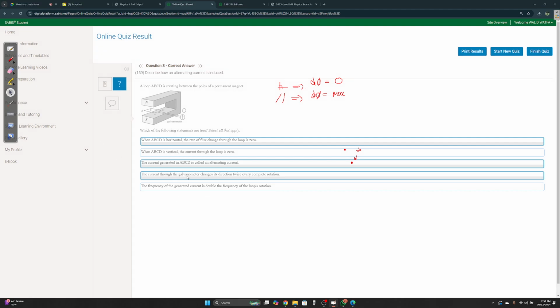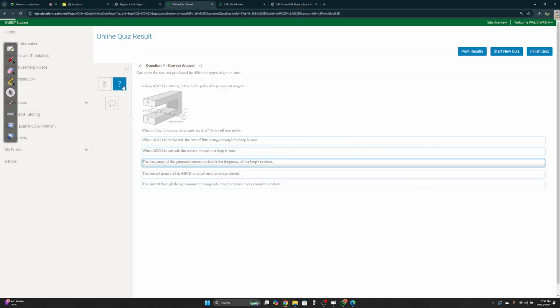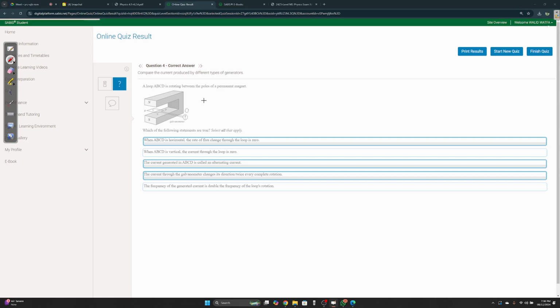The current through the galvanometer changes direction twice every rotation. Remember, for AC, it changes twice every revolution. The frequency of the generated current is double the frequency of the loop's rotation? No, the frequency of the generated current is the same as the frequency of the loop's rotation. Remember, they're directly proportional to each other. If you double the loop's rotation, then the current frequency will double. Okay, question 4.